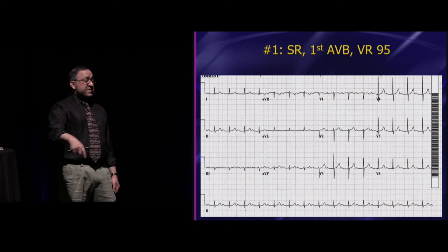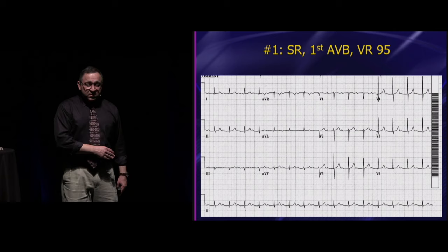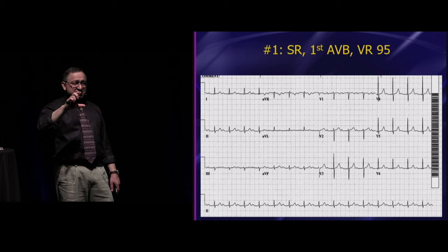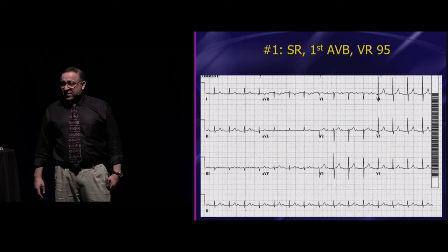If the ventricle's too slow, then you pace them. If the ventricle's way too fast, then you shock them. But if the ventricle is a pretty decent rate, I'd say anywhere from 50 up to 120, 130, I'm not going to pace or shock that person. Okay? All right. Pretty simple.